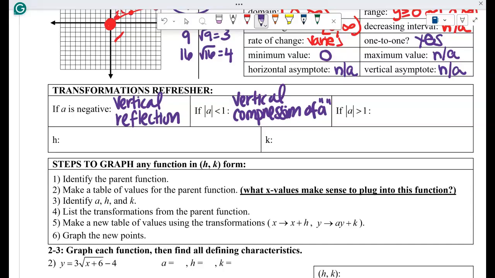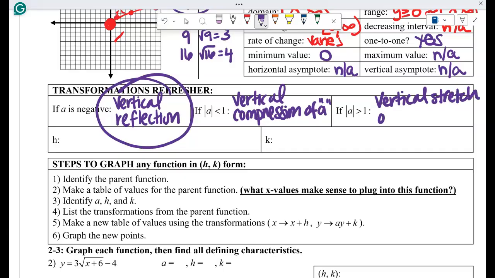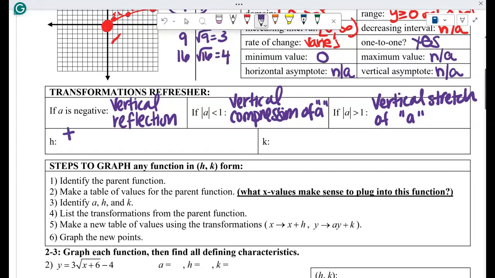If the absolute value of A is bigger than 1, so for example, if A is 7, or if A is -2, absolute value of -2, guys, is still 2, which is still bigger than 1. So the negative itself, students, is going to take care of the reflection over here. So the vertical stretch, if the absolute value of A is bigger than 1, is a vertical stretch over that absolute value, okay?